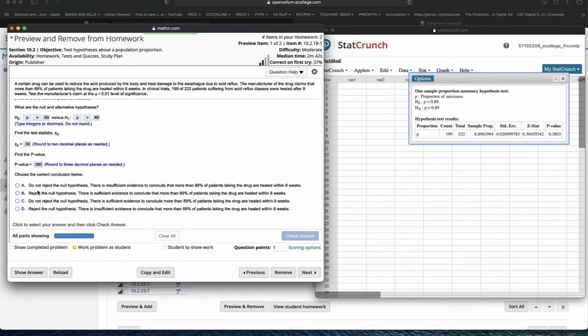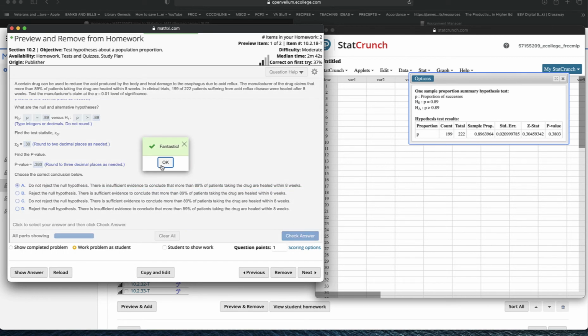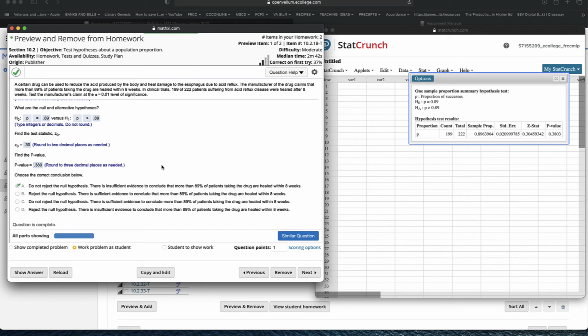All right, so as we read these, it says there is insufficient evidence to conclude that more than 89% of the patients taking the drug are healed within 8 weeks, or we say do not reject because there is sufficient evidence to conclude. So we know there's not sufficient evidence, there is insufficient evidence. So by choice, we'll pick this one. And yay, we got it. Okay, so that's working this thing out. Didn't take us very long.